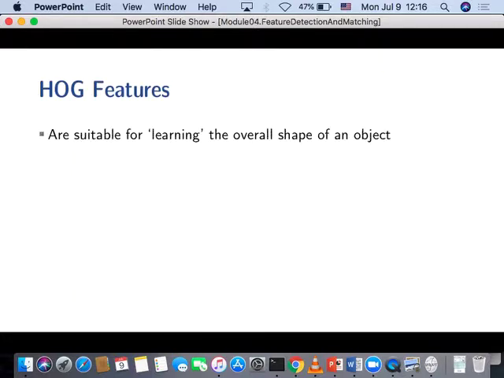Okay, so just a summary of our HoG features. HoG features are pretty suitable for learning the overall shape of an object. It's kind of like a descriptor to describe an object. If I were to ask you, in English only, write a description of a human, so that it's applicable for all humans and not applicable for anything other than a human, that would be a pretty hard thing to do, right? So that's the problem that HoG has solved for you.